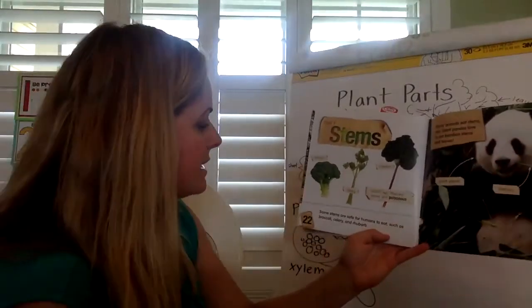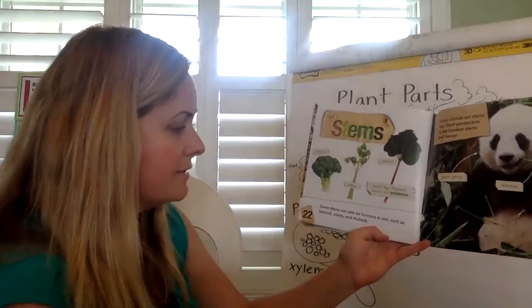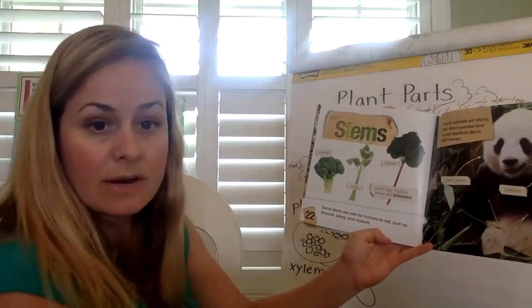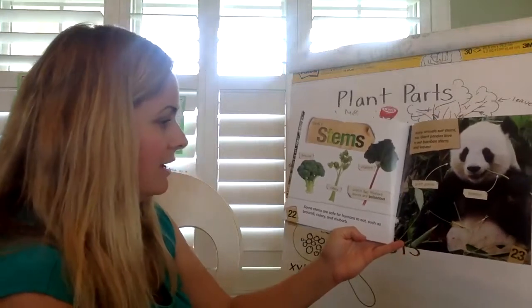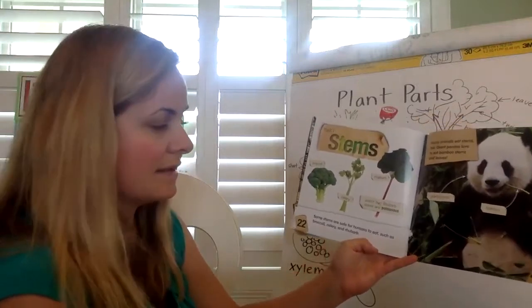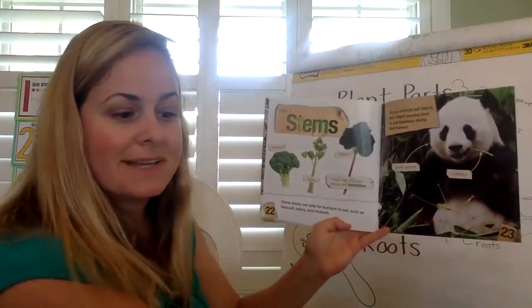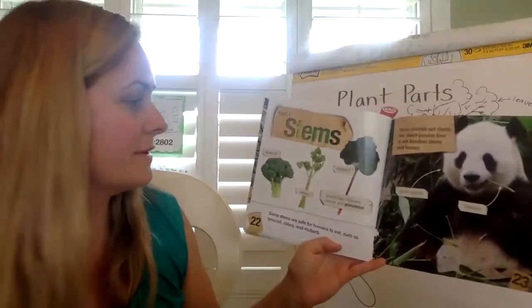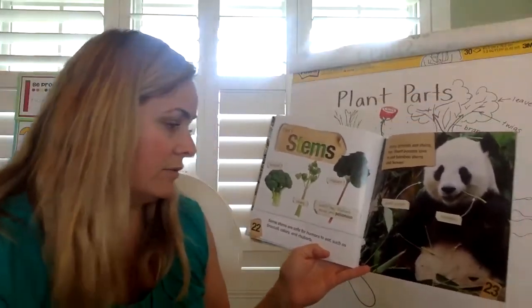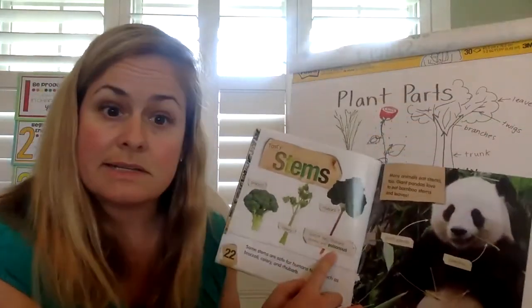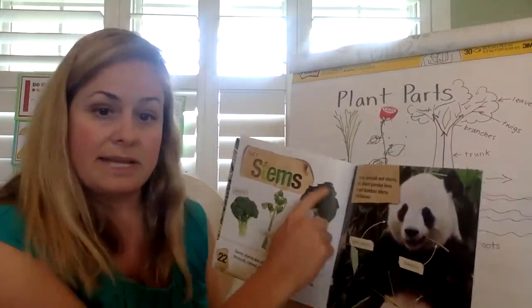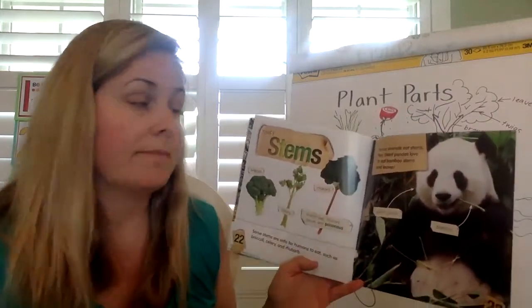Tasty stems. Some stems are safe for humans to eat, such as broccoli, celery, and rhubarb. You probably have some stems in your refrigerator right now, or on some produce, some plants like vegetables or fruits. But watch out, rhubarb leaves are poisonous. So you don't want to eat the leaves, only the stem.